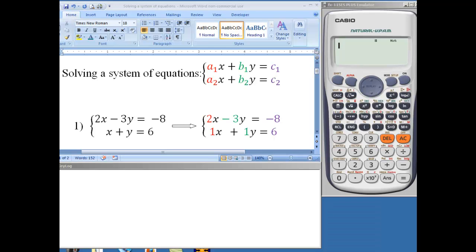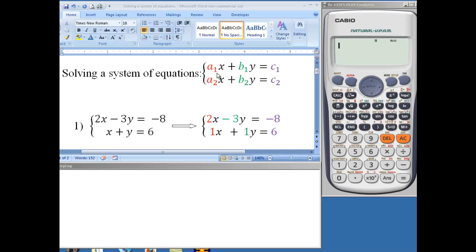In this video, I will show you how to solve a system of equations using the Casio fx-115 ES Plus. We will start by solving a 2x2 system, which simply means two equations and two unknowns or two variables, and then we will end with a 3x3 system.